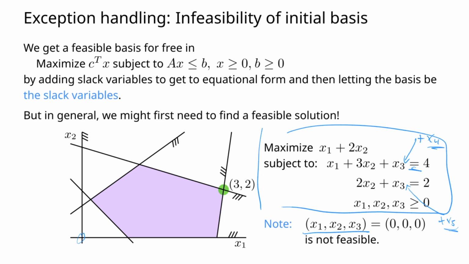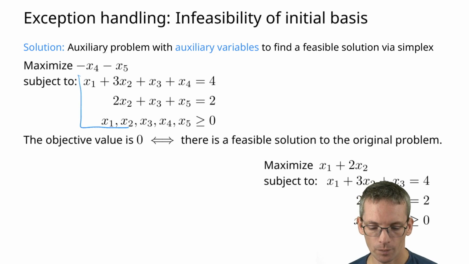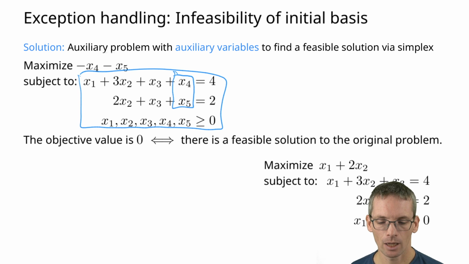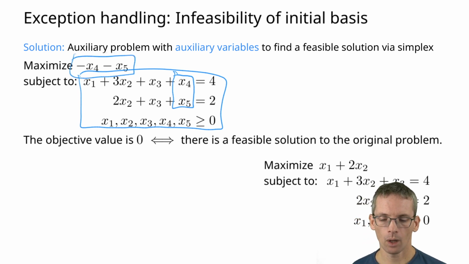So this will only work if we actually manage to set x4 and x5 to 0. And the following linear program will aim at exactly doing that. And this is now our auxiliary linear program. We have the program as we had it before, but now with our auxiliary variables here. And now we want to maximize minus x4 minus x5.